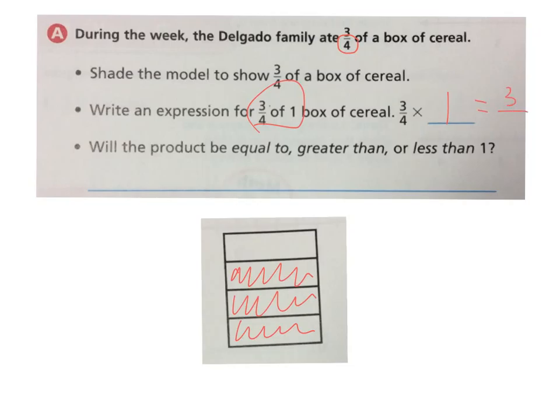3/4, right? So is the product equal to, greater than, or less than 1? Less than. How do you know it's less than 1? Tanvi? Because I know that you can convert 1 to 4/4, and 3/4 is less than 4/4. Right. So 3/4 is less than 1. The product of this turned out to be less than 1. How come? Why was the product less than one of the factors, which was 1? Go ahead and talk to your group.